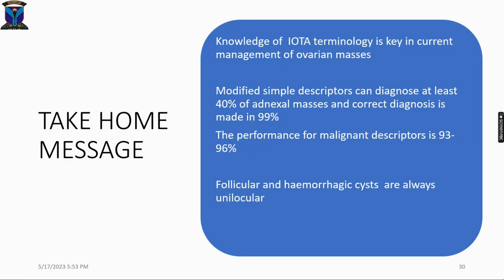So our take-home message is that knowledge of IOTA terminology is key in the current management of ovarian masses. Modified simple descriptors can diagnose at least 40% of adnexal masses, and correct diagnosis is made in 99% of cases. The performance for malignant descriptors is between 93 and 96%. It's important for us to note that both follicular and hemorrhagic cysts are always unilocular cysts.